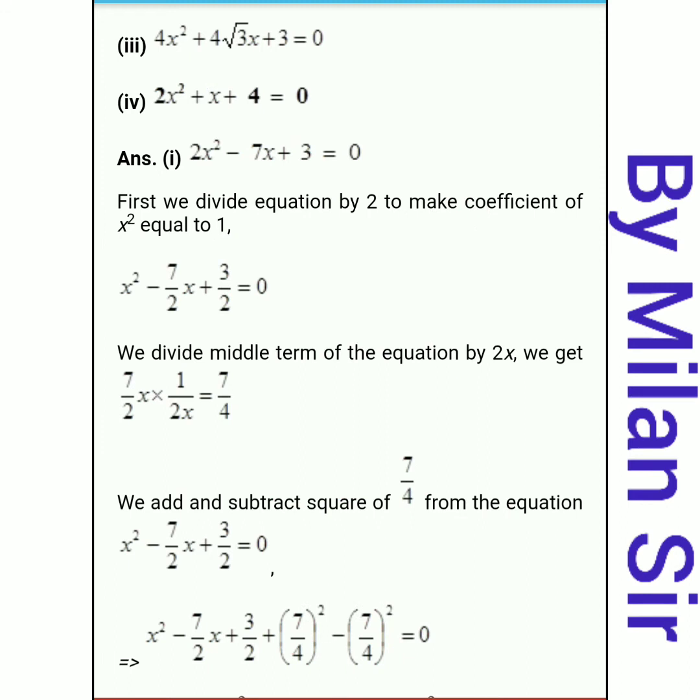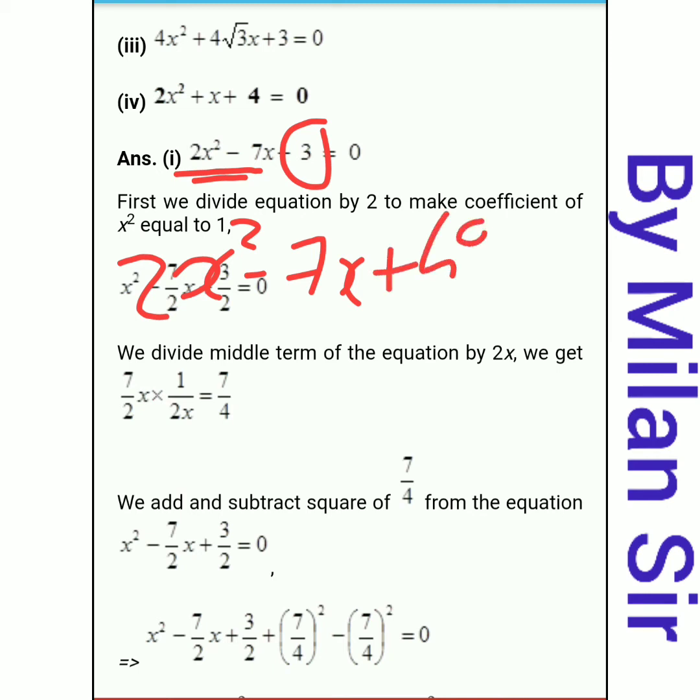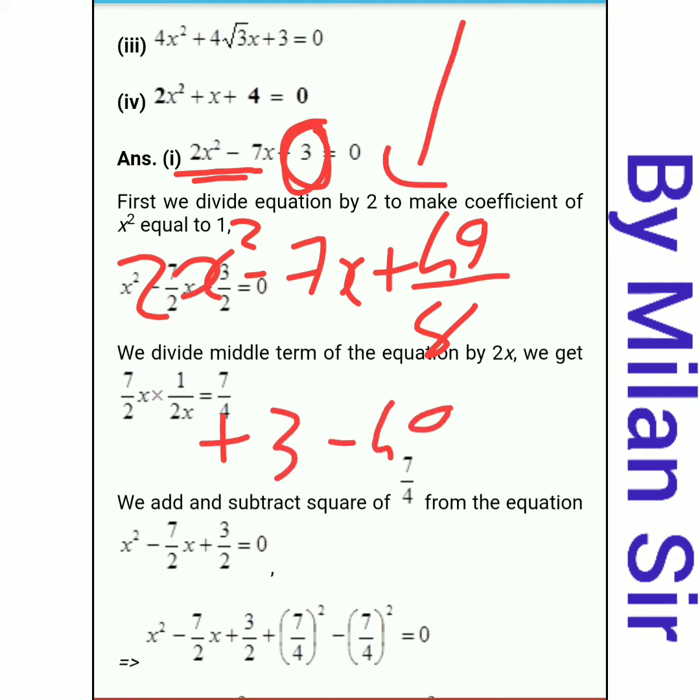Now what we need to do, just write the first two terms of this quadratic equation. It is 2x square minus 7x. Now in place of the last term, we need to put our last term, whatever we get by the formula. Okay, we get 49 by 8. After that we need to write this plus 3, and here we add 49 by 8, so we need to subtract it. 49 by 8 is equal to 0.